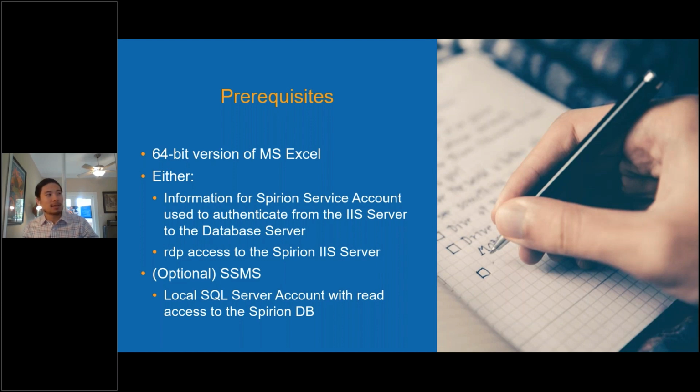The other things that you're going to need in order to run this report are the service account information that's used to do the authentication between the IAS server and the SQL server. It's located in the console administration tool, and I'll walk you through that. The other thing that you might need is RDP access to the Spirion IAS server. For the majority of implementations, that should be no trouble, but if that is something that you would need, just know that you might have to make a request for it from your security group.